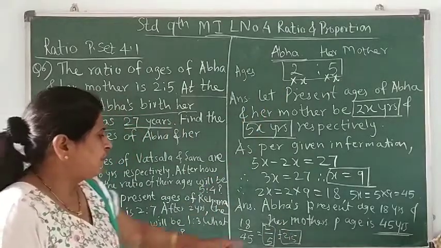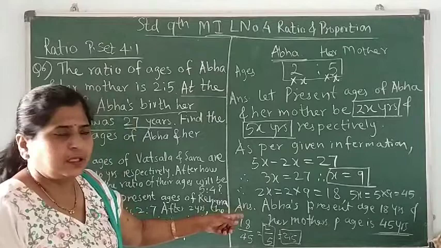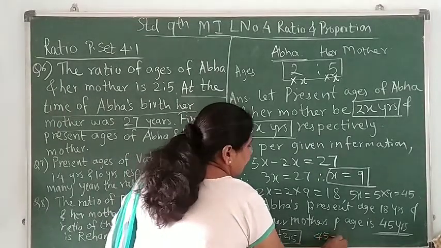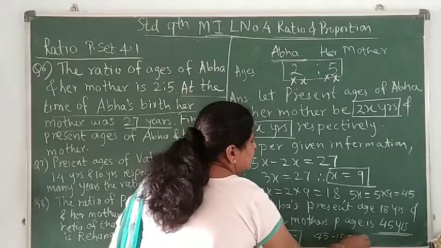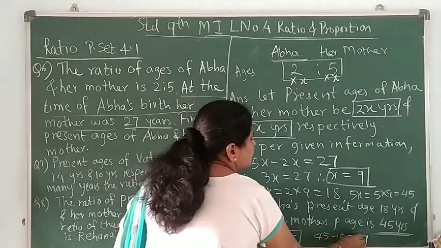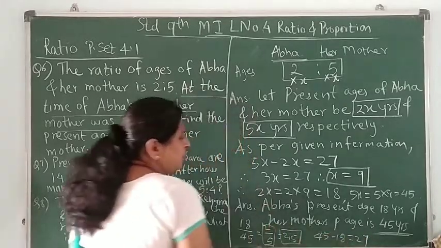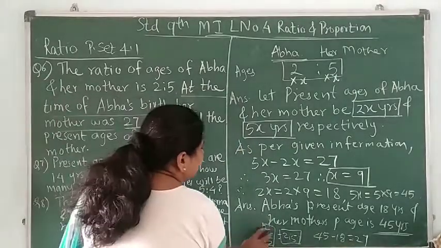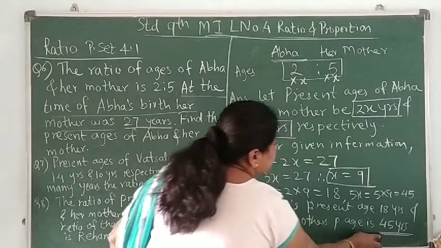Okay. And the difference between this, 45 minus 18, if you do subtraction, you should get 27. So 45 minus 18: 15 minus 8 is 7, 3 minus 2 is 2. So we have fulfilled both the conditions, that is, whatever answer we have received is correct. We have verified this answer.